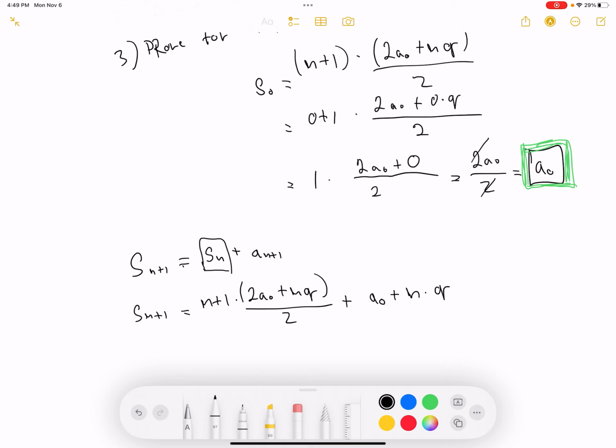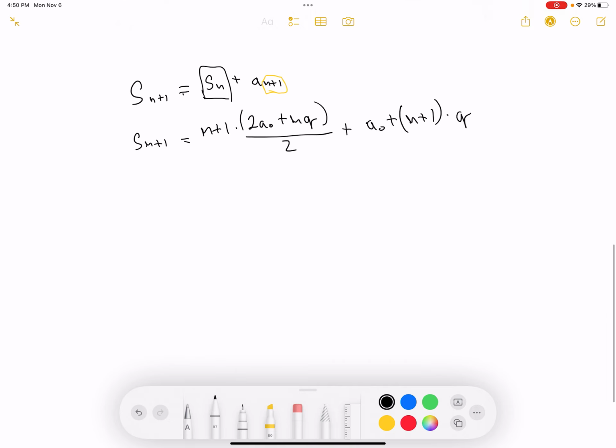But wait a second, it's not going to be n times q, right? Because we need the n plus 1 element, as you can see here. We need n plus 1, we don't need n. So this would be n plus 1, right? So let me just erase it to make it very clear. So a0 plus n plus 1 times q. Now that's better.